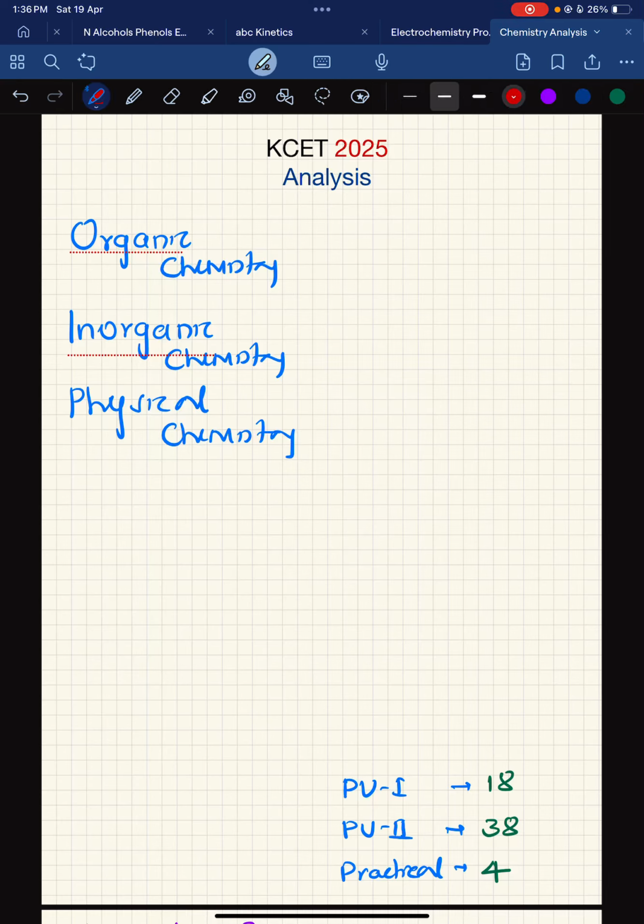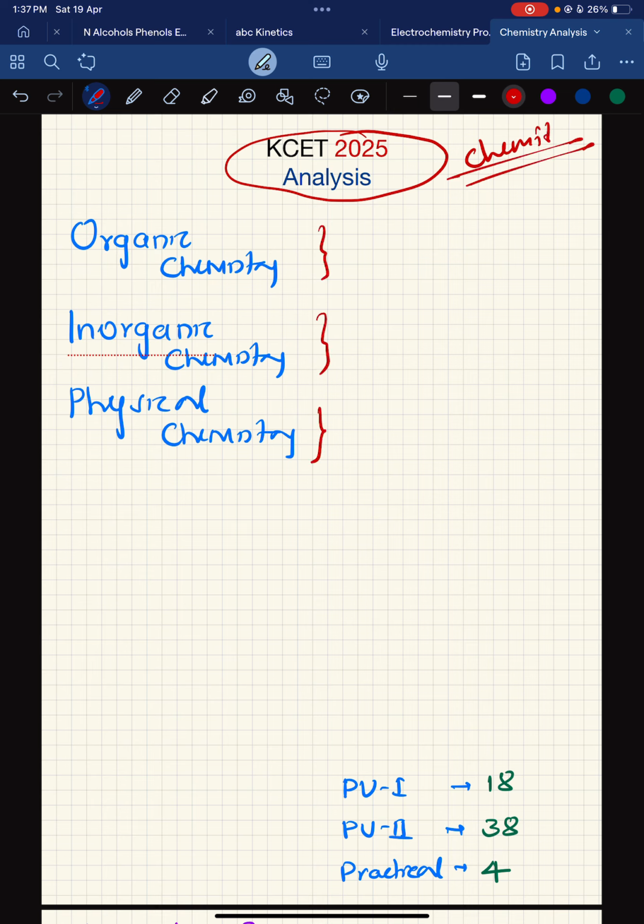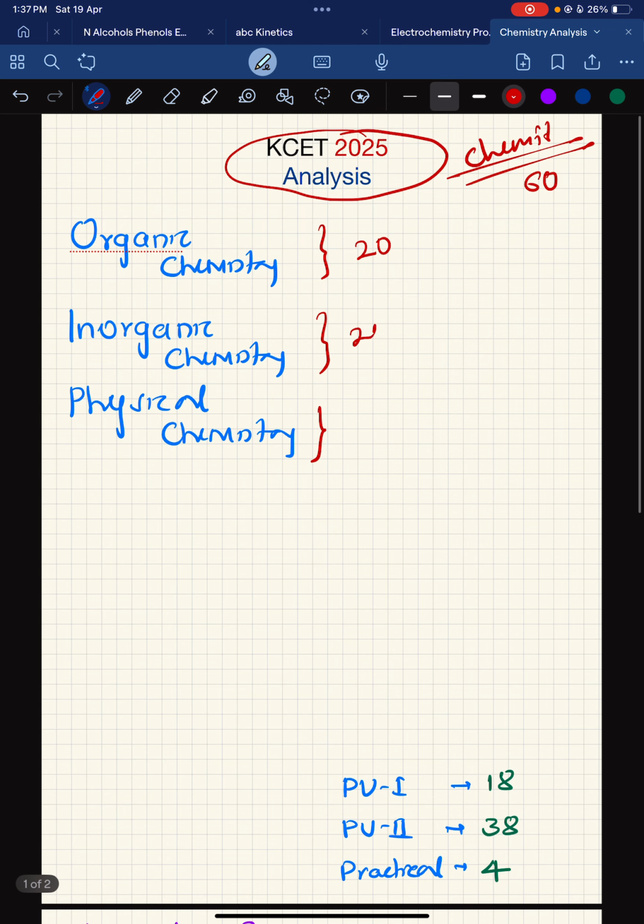So here I'm just analyzing the KCET 2025 chemistry paper. If you see, in chemistry we divide chemistry into organic, inorganic, and physical. If we see this year, out of a total of 60 questions, it is divided almost equally, 20, 20, 20, right?